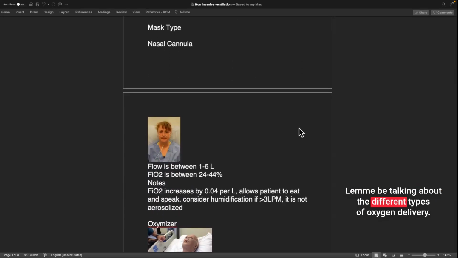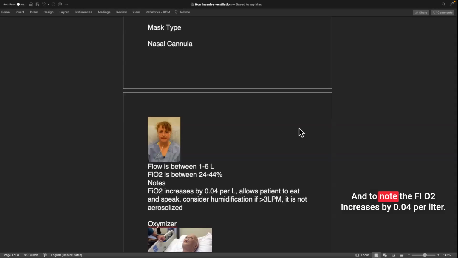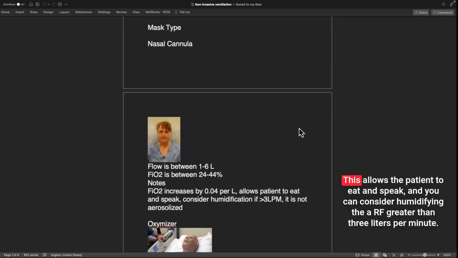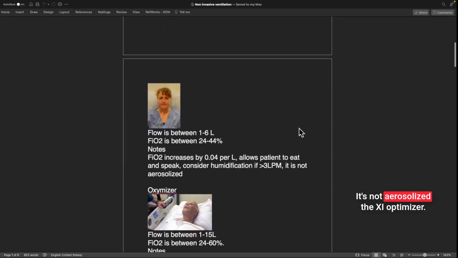I'm going to be talking about the different types of oxygen delivery. The first is nasal cannula. This is the most commonly used, and the flow is between 1 to 6 liters. The FiO2 is between 24 to 44%. And to note, the FiO2 increases by 0.04 per liter. This allows the patient to eat and speak, and you can consider humidifying the air if greater than 3 liters per minute. It's not aerosolized.